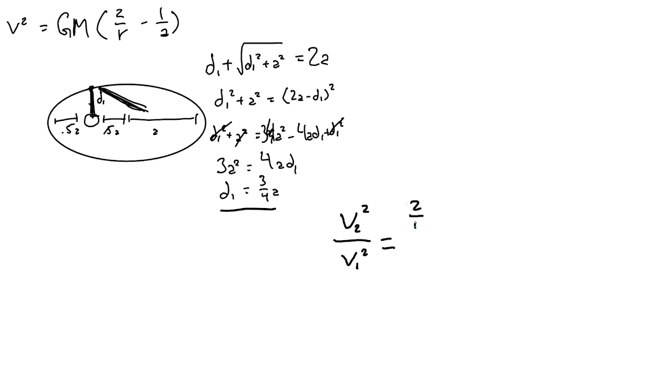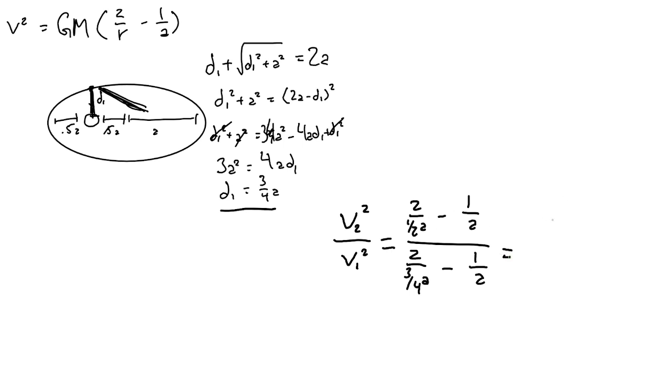So 2 over r minus 1 over a, right? Our r for this case, remember, for our v2, that's going to be 1 over 2a, minus 1 over a, right? Divided by 2 over, and we just said that d1 for v1 is 3 over 4a minus 1 over a, right? And this is going to give us a ratio.